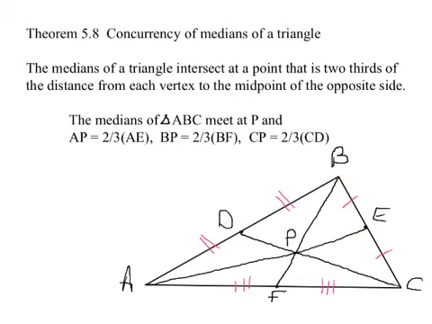And mathematically, we could say that AP, this segment right here, is 2/3 of the whole segment. So I have 2/3 here and 1/3 here. Okay, this segment is 2/3 of the whole distance, and this segment is 1/3. Okay, same with this one. This one's 2/3, this one's 1/3. And of course, we're going to use that ratio in some algebra problems in this chapter.